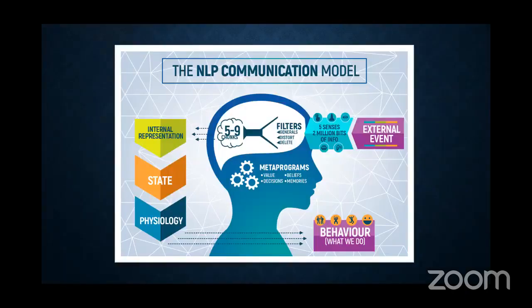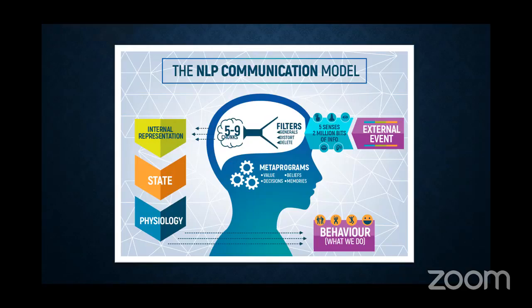So I'll tell you a little bit about this diagram. It's what we call the NLP communication model, and it explains in a very simple format how the human mind actually works. What you'll see here is there's an external event that happens, and we take in information from the external world through our five senses: touch, sight, taste, smell, and feelings. We bring all of that through our five senses.